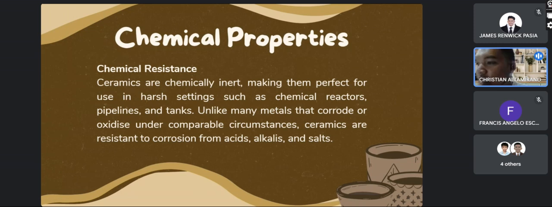Now for the chemical properties of ceramics. Ceramics have high chemical resistance because they are chemically inert, making them perfect for use in harsh settings such as chemical reactors, pipelines, and tanks. Unlike many metals that corrode or oxidize under comparable circumstances, ceramics are resistant to corrosion from acids, alkali, and salts, making them suitable for industries that handle large amounts of harmful chemicals. Next slide, please.